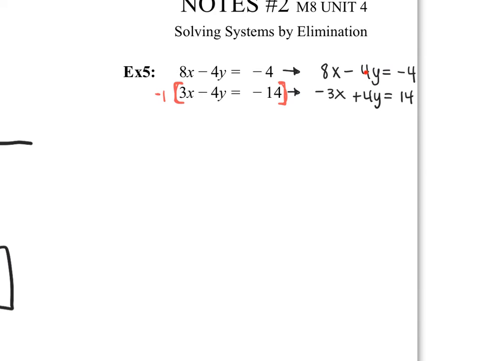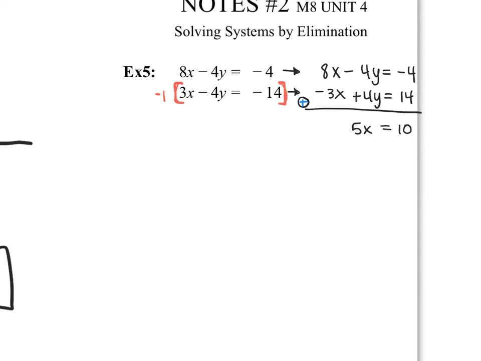Now that I have a negative 4 and a positive 4, that means I'm ready to add. You also could have done this at the start by subtracting. So I'm going to show that I want to add, and so now I'm going to add my like terms. 8x plus negative 3x would be positive 5x. Negative 4y plus 4y would be 0. And then lastly, negative 4 plus 14 would be 10.